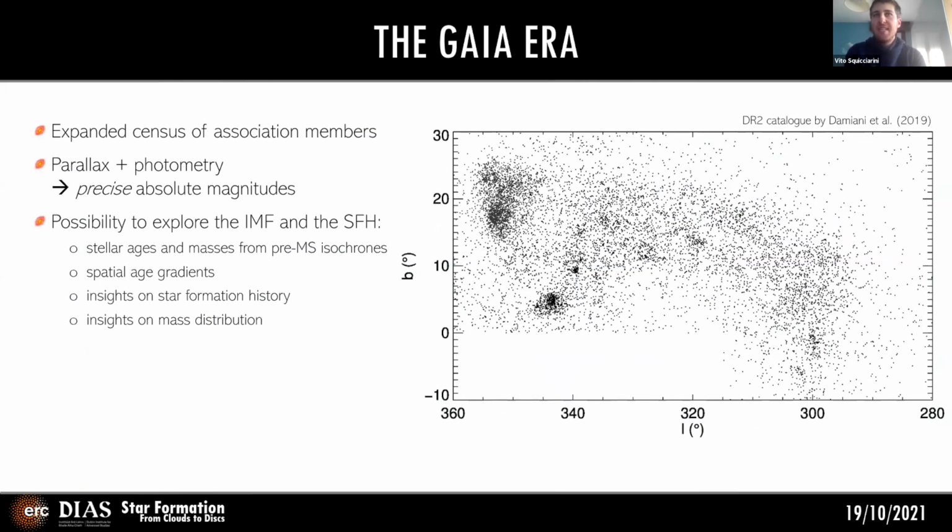And we also have precise distances thanks to Gaia. So we have the absolute magnitudes of these stars, and we really have the possibility to explore both the initial mass function and the star-formation history. But with Gaia, we can do even more, because what I show on the right is just a snapshot taken at present time. But of course, the stars have a history.